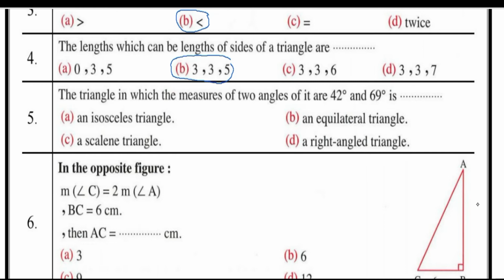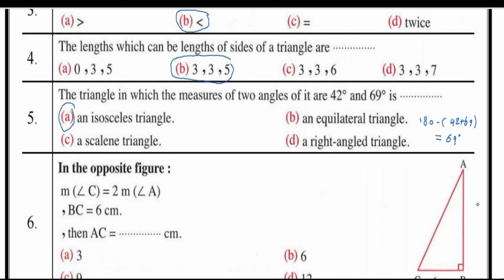In the triangle in which the measures of two angles are 42 and 69, we must find the third angle: 180 minus the sum of the two angles, 42 plus 69. It will be 69 degrees. 69 equals 69, so the triangle is an isosceles triangle, answer A.